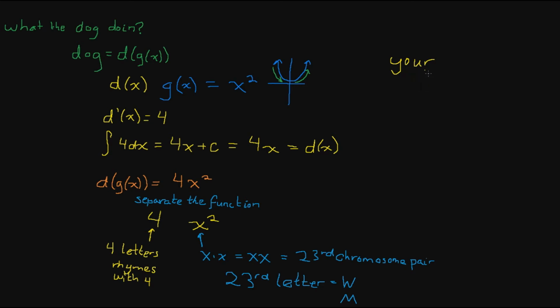which is going to be mom. Mom starts with the letter M. It makes sense when paired with the word your, and is also related to the 23rd chromosomal pair, XX, since your mom is a female. So the answer to the question, what the dog doing, is your mom.